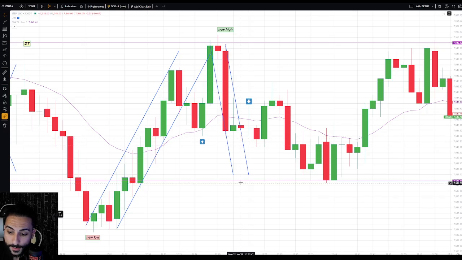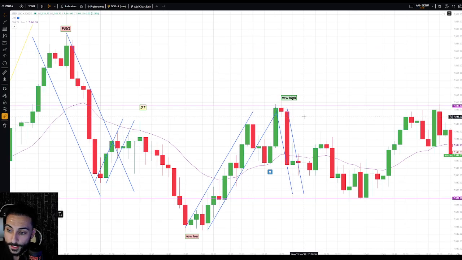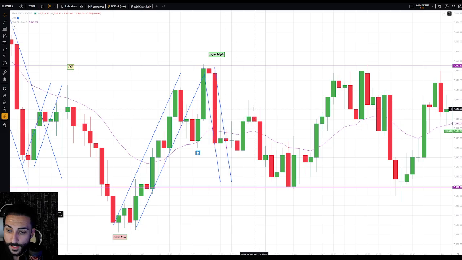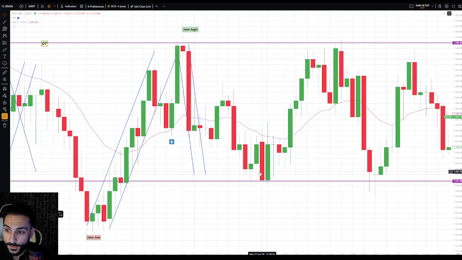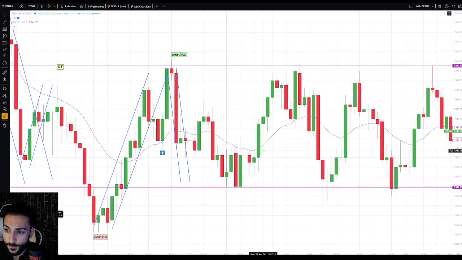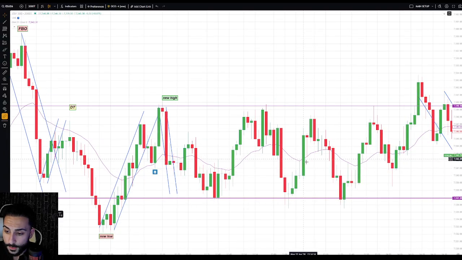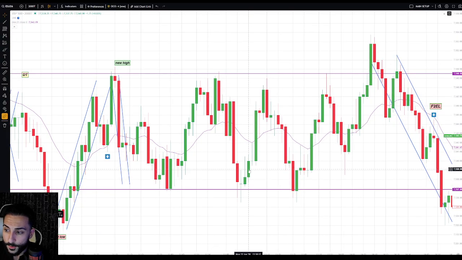So although we are expecting it to touch the support, you also have to respect the shortened channel. So this is a no-go. I wouldn't even label it. And then as you can see, you would have got stopped out here and price started going sideways a bit, right? We did touch the support, but price started going sideways for almost, I would say, maybe 30 minutes.